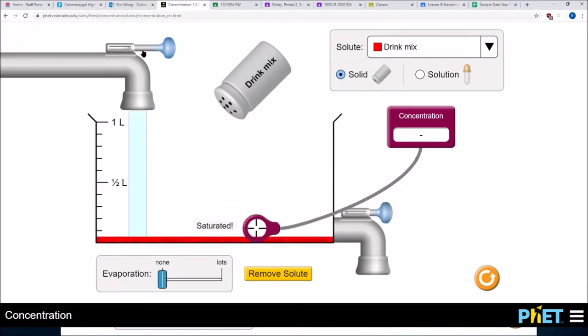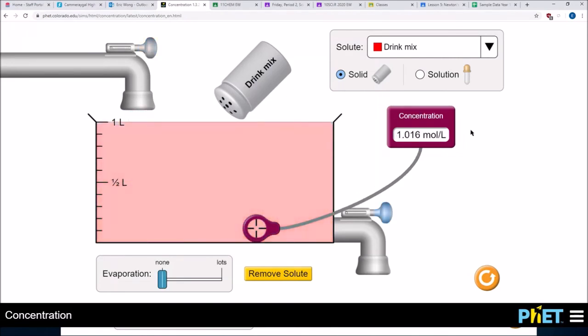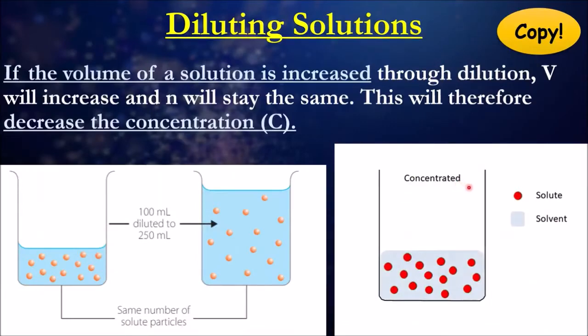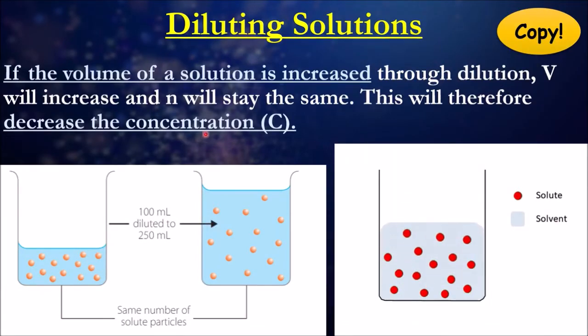So if I pump this back up, increase that, as you can see, concentration is decreasing quite a bit. And so again, I am diluting that solution. All right, moving back on. So just a definition of what it is for diluting solutions.